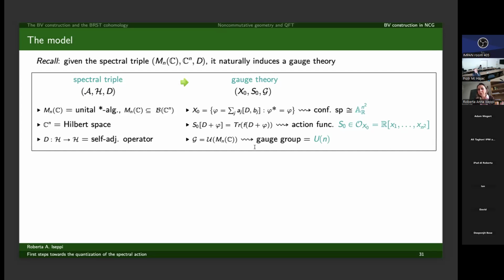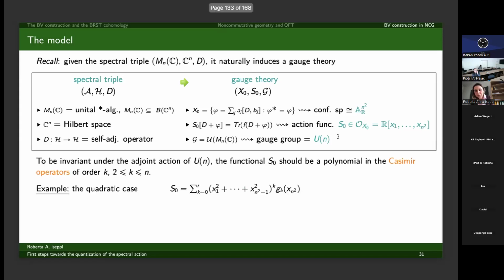If you perform this construction and apply this recipe, you will see that your action S0 is just a polynomial in your variables. So your configuration space is an affine space, and S0 is just a polynomial in these variables. And the gauge group is U(N). Of course, not any polynomial works. We want this to be invariant under the joint action of U(N). And this implies that the only option is that S0 is a polynomial in the Casimir operators.